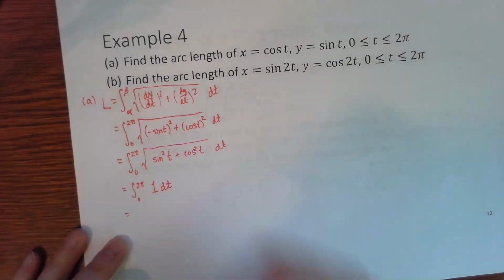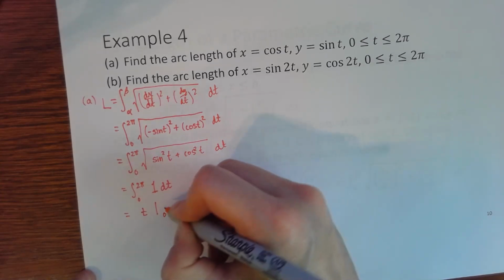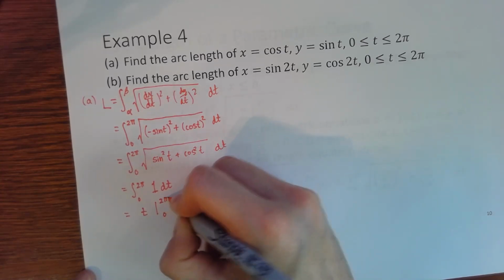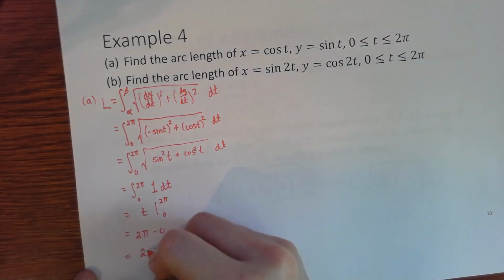Well, that's an easy integral. Okay, so we just have t evaluated from 0 to 2 pi, or 2 pi minus 0, which is just 2 pi.